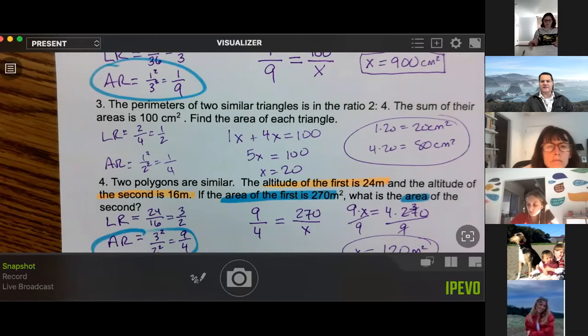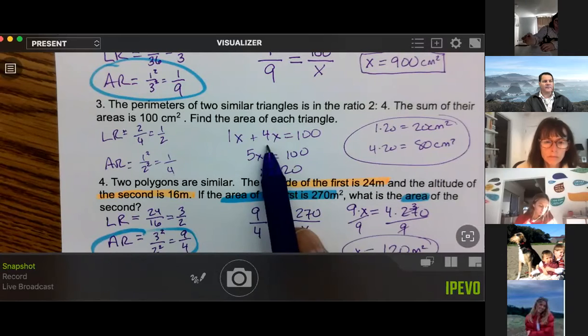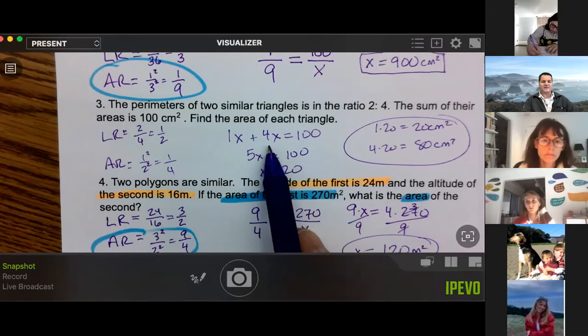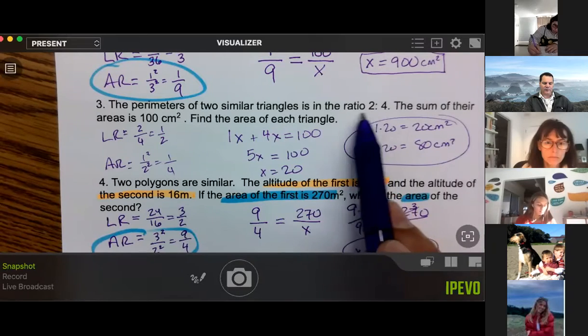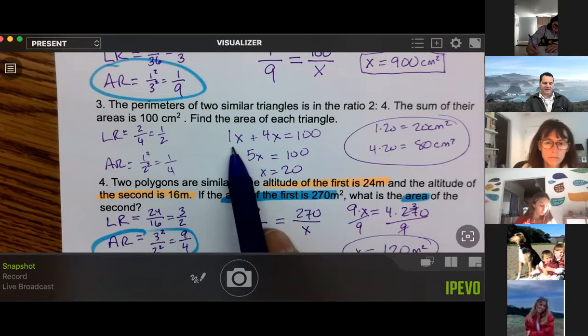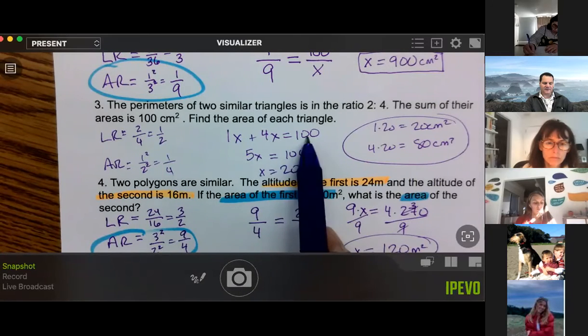Any questions on using length and area in similar figures to solve problems? Somebody asked how I got the 1x and the 4x. This came from last class where we talked about extended ratios, where the sum of the weighted parts equals the whole. So since they're asking for the sum, and I've got ratios, I'm going to say 1x plus 4x equals 100.